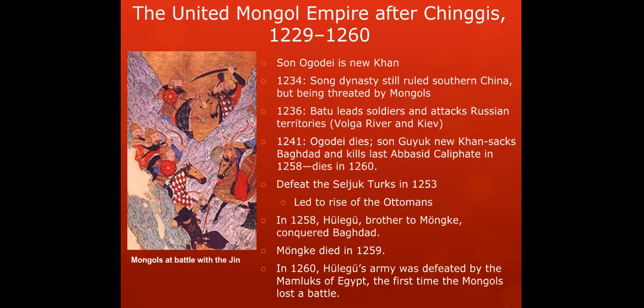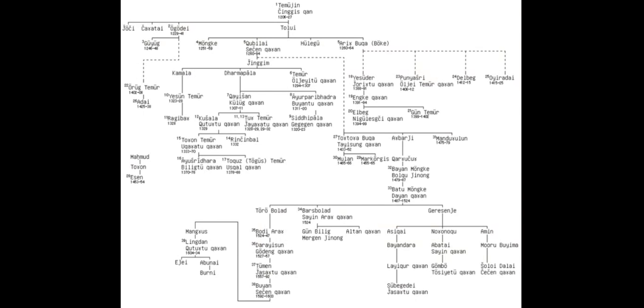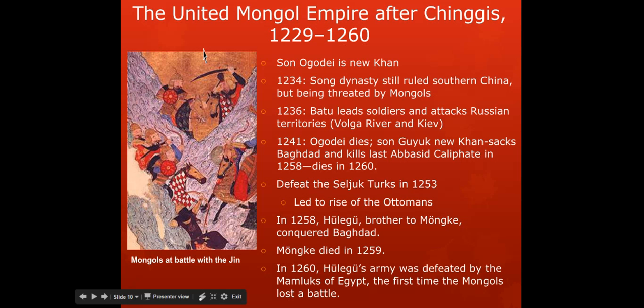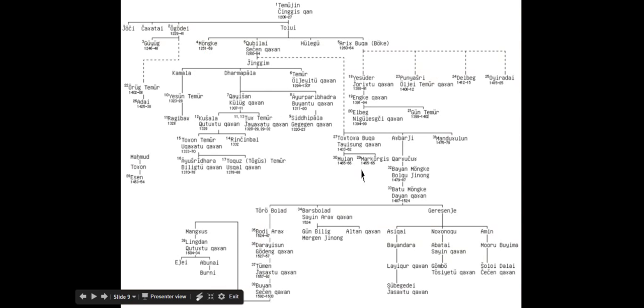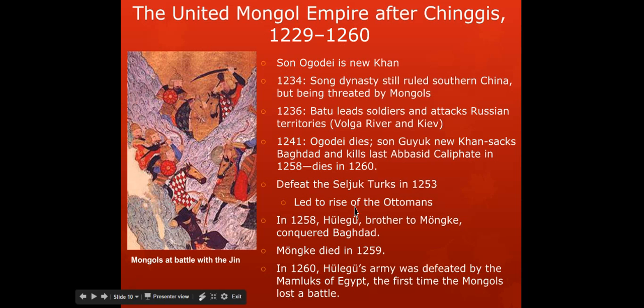And after, I'm going to go back to the family tree slide for just a moment. Ogadai dies. This would be his nephew. Or sorry, Guyuk dies. His cousin, my apologies, becomes the new Khan. So we're going to go back here. Guyuk dies in 1260. Now we're going back here. Monkey becomes the new Khan. And now we're back.